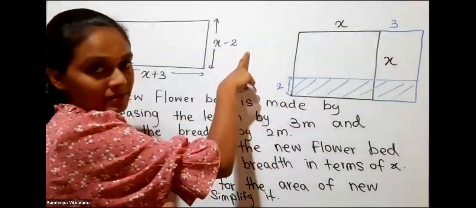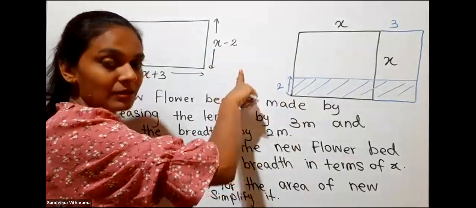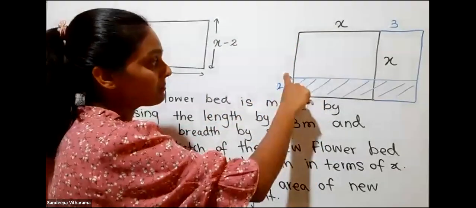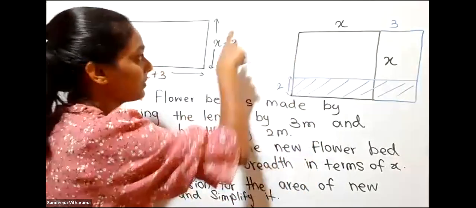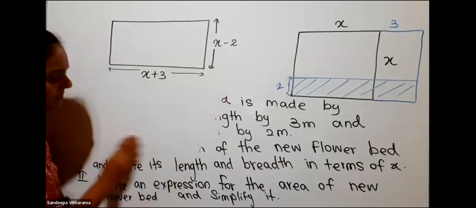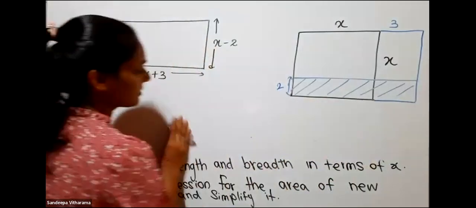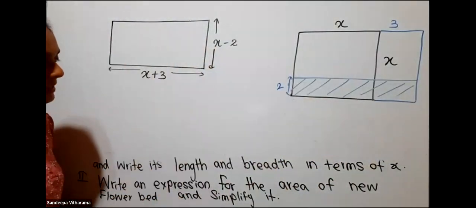It's not 2 subtract x, because in the previous it was x. Now 2 has been reduced. Therefore, the new one is x subtract 2. Okay? First of all, understand what's going on. Then after that, write the answer.